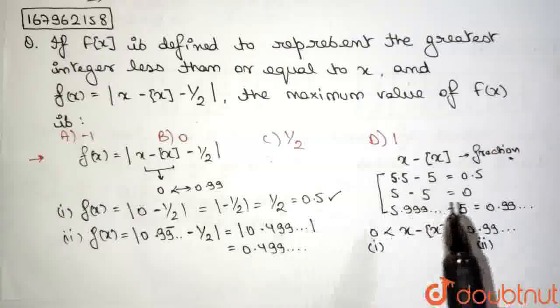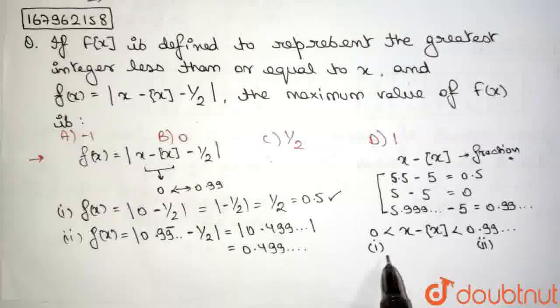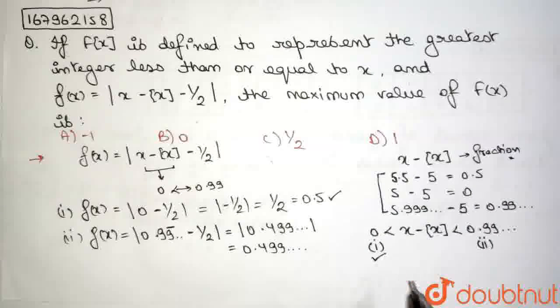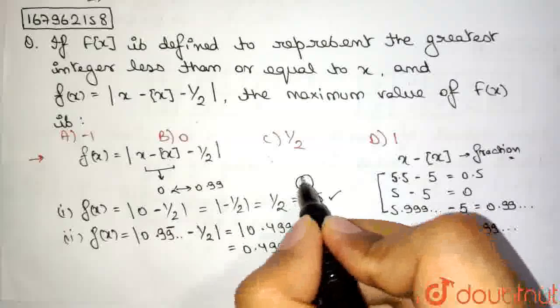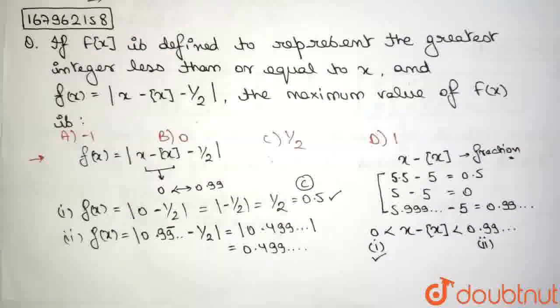So the maximum value of f(x) from these two cases we obtain in case 1, and in case 2 it is just a little less. So the correct answer to this particular question is the value 0.5 or 1/2, and upon comparing with the options, this matches with option C. So the correct answer to this particular question is option C, which is 1/2, the maximum value of f(x). That is it, guys. Thank you for watching.